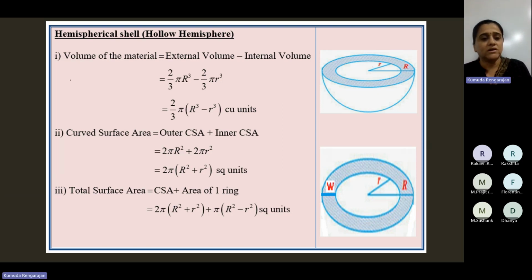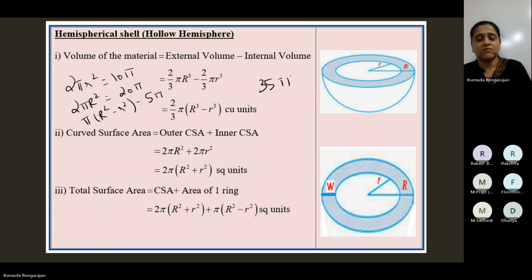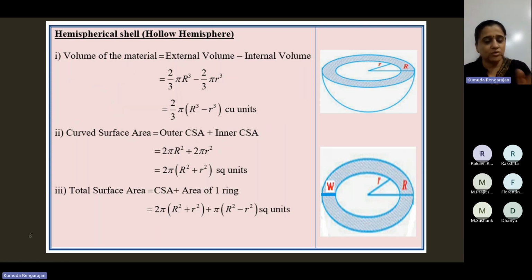Here also find the areas in terms of pi only. Don't use the value of pi. So if 2 pi capital R square is 20 pi, and pi times R square minus r square is maybe 5 pi, totally you get 35 pi. Once and for all, if you use the value of pi, 22 by 7, it's not easy to calculate. Mostly it happens like this, so it's better you don't use the value of pi.